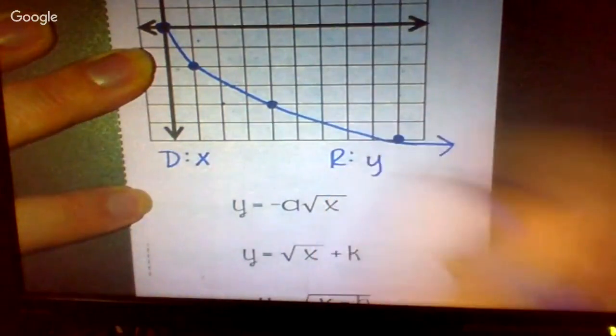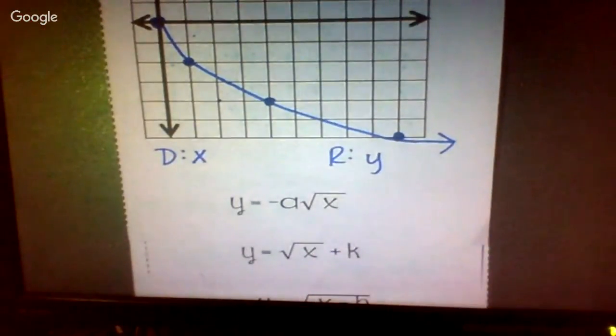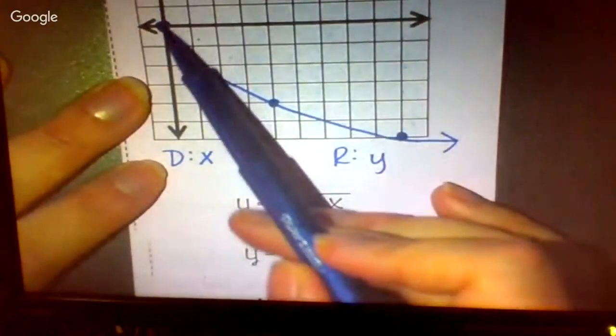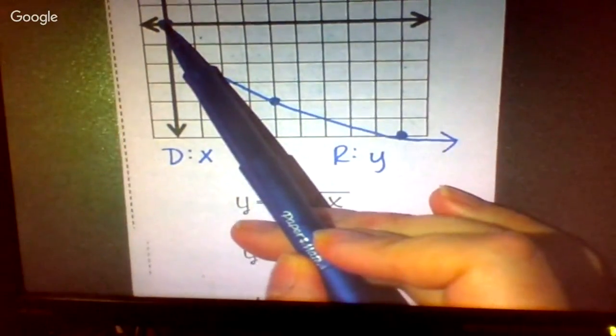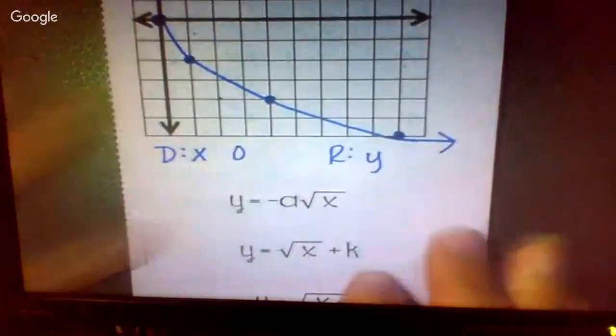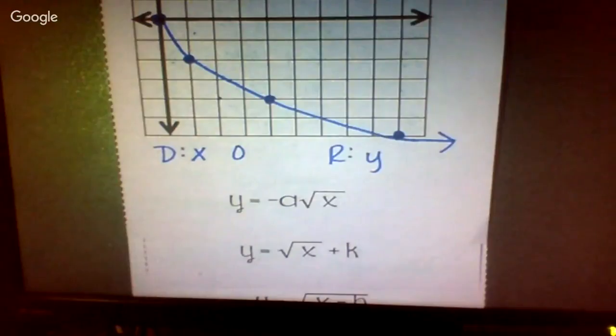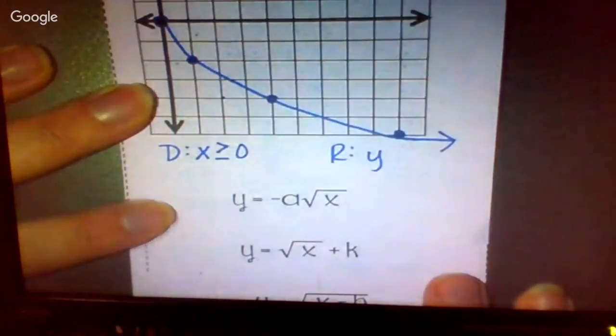Domain and range. Domain is your X value, range is your Y. My starting point is here. What is my X value? 0. Okay. Is my graph going to the left or to the right? Right, which means it's greater than. Fantastic. Greater than or equal to.